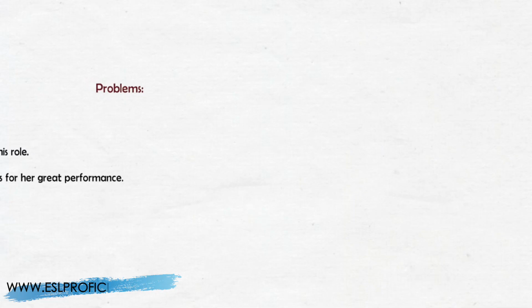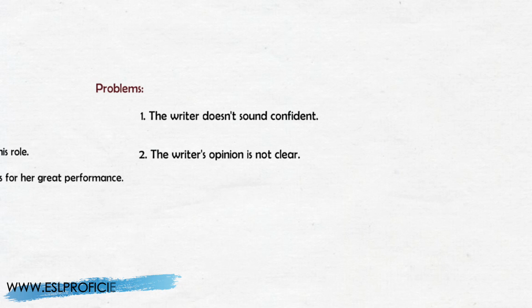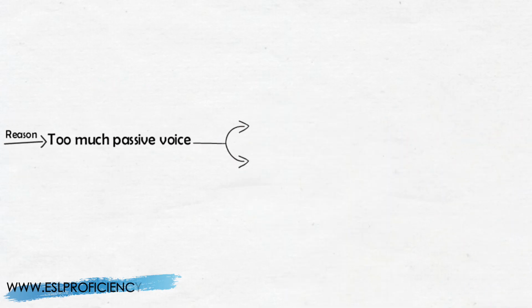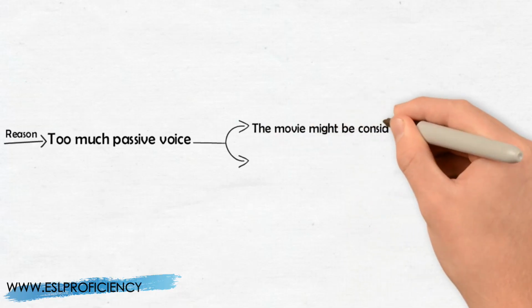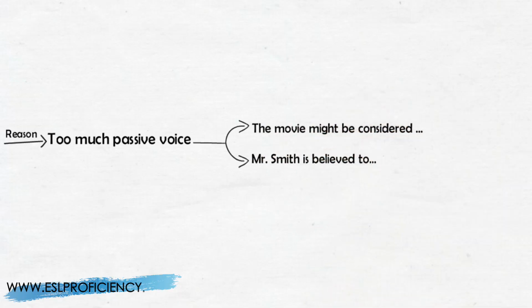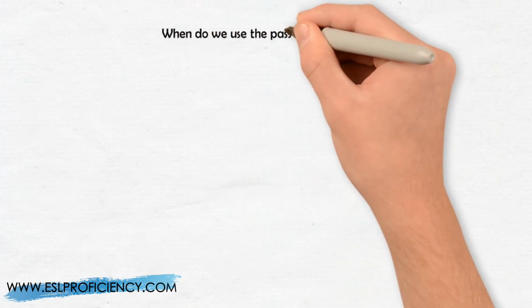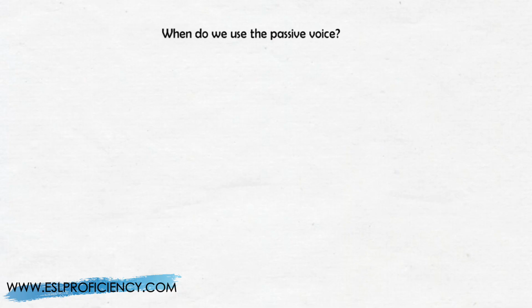Well, the writer doesn't sound confident at all, and his or her opinion is not clear, because there is too much passive voice. A passive voice is a structure like "the movie might be considered," "Mr. Smith is believed to be." Too much use of it will make your writing sound weak and vague. So, here is the question. When do we use passive voice?